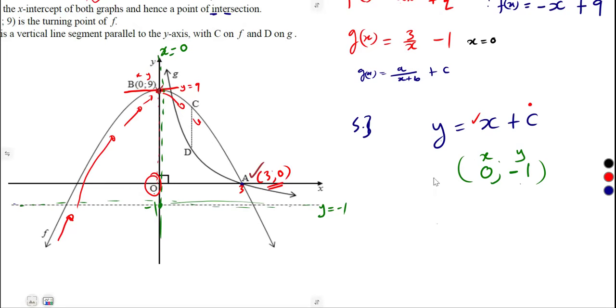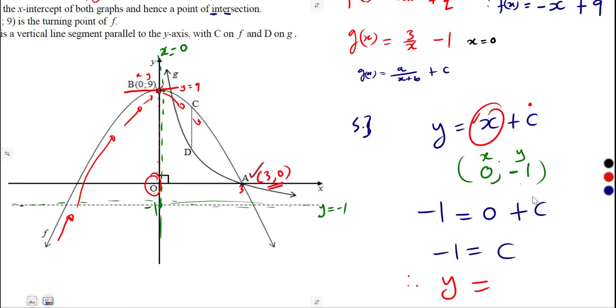Substitute in place of y there, -1 is equal to our x. Our x is 0 plus c. So -1 is equal to c. That's it. So that's going to be y is equal to x as it was before, plus, so we're going to add -1, plus and minus, that's minus. So that's our equation. All right.